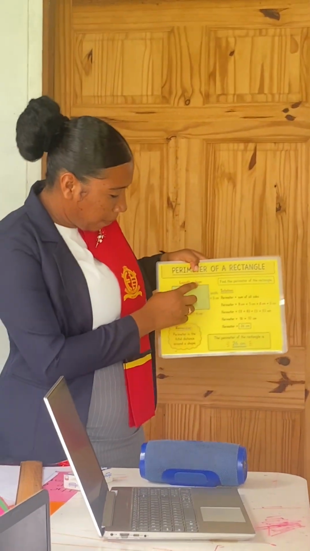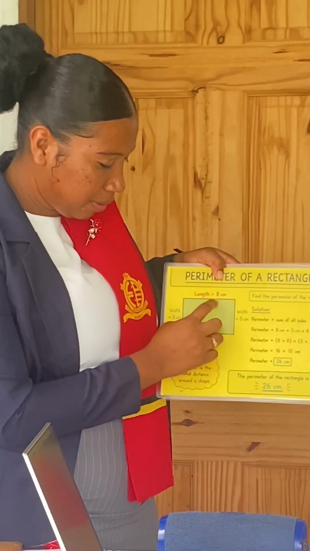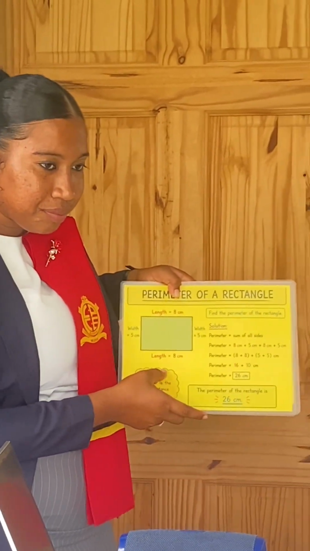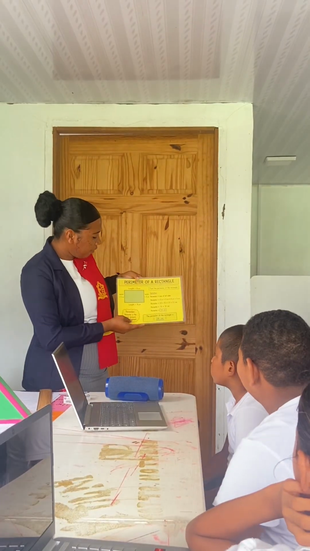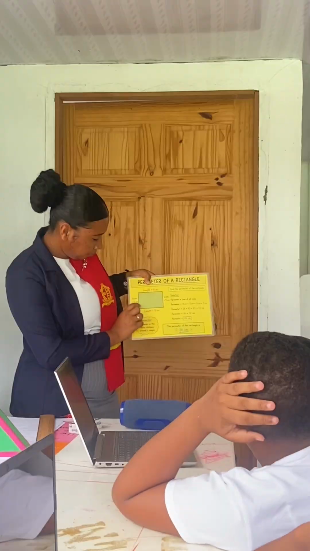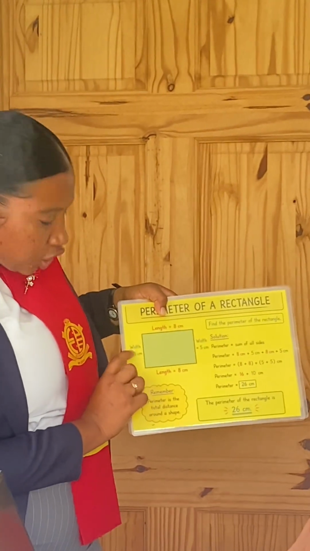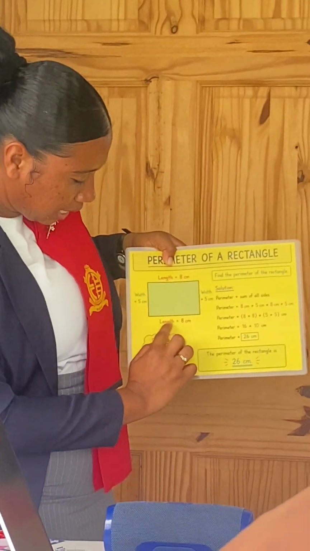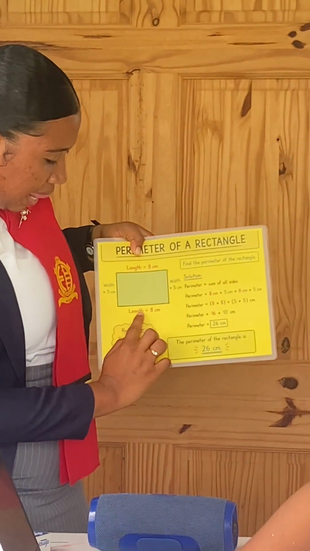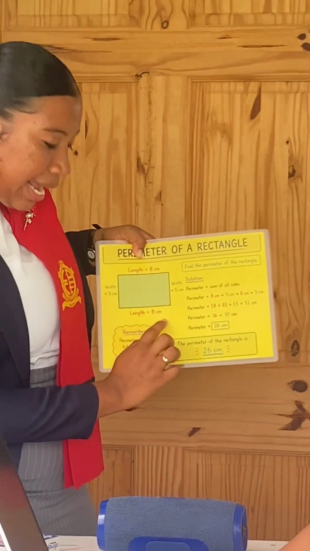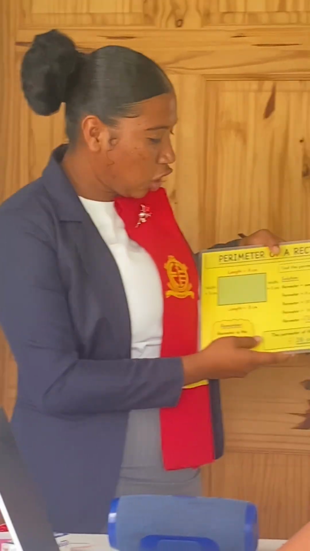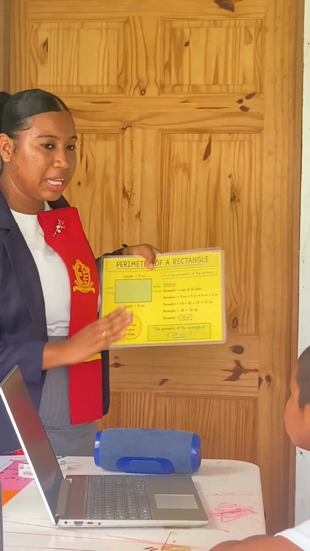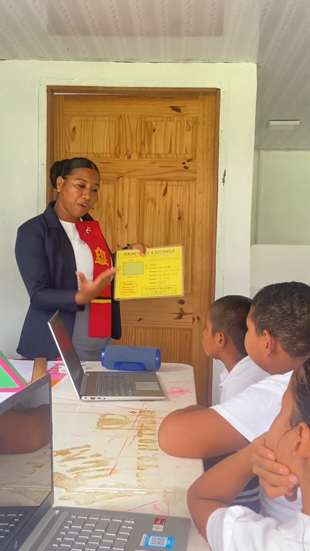So look at this shape here. This is what? A rectangle. Great job, buddy. And this side is the width. And the width is how much? 5 cm. So we are doing centimeters, right? And this side is the length. And the length is 8 centimeters. Great job. So now we are finding the perimeter of the rectangle using a formula.